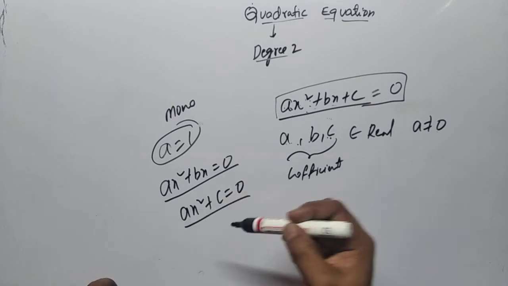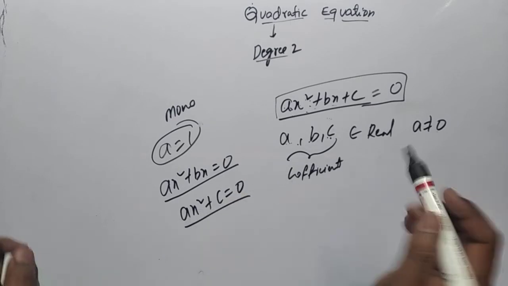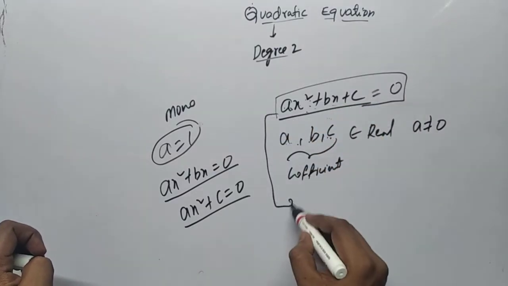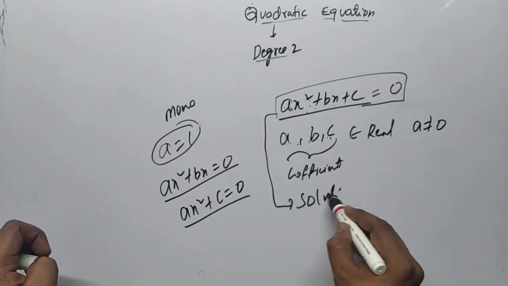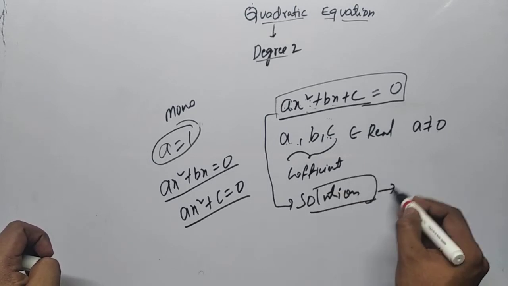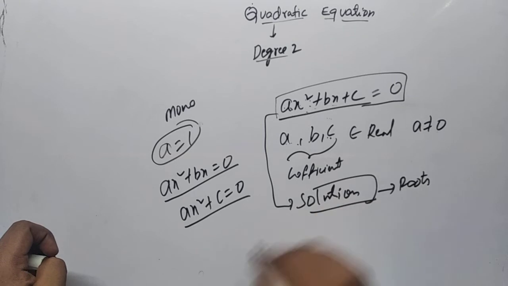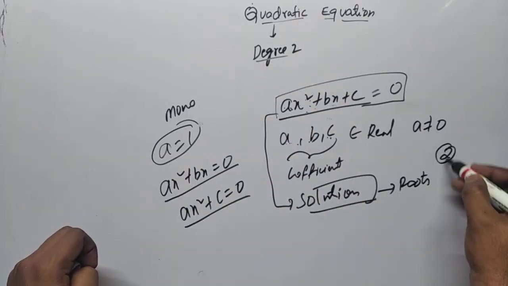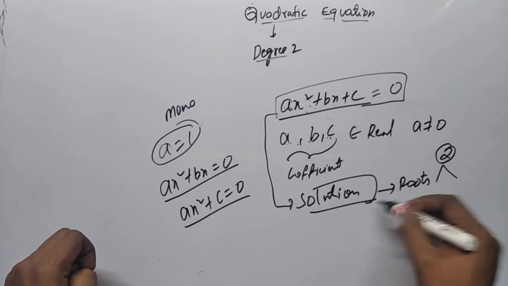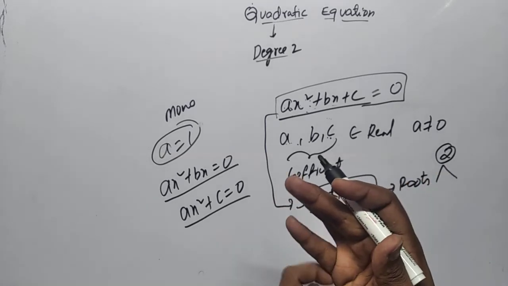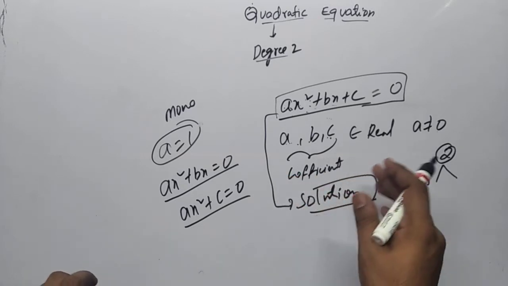Next we have roots. Every quadratic equation will have some solutions. The solutions of a quadratic equation are nothing but roots. We call them roots here. So whenever the degree is 2, it will have 2 solutions.